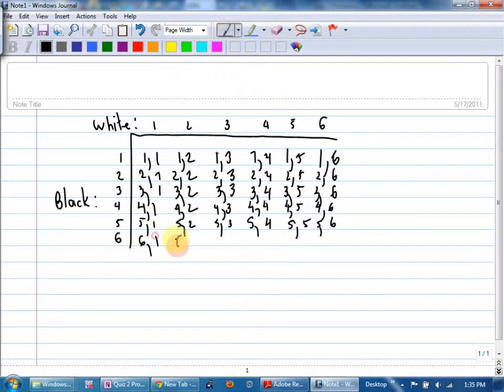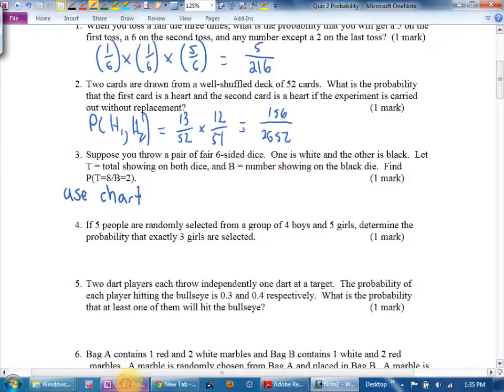6-1, 6-2, 6-3, 6-4, 6-5, 6-6. Okay, there's my chart. This is going to be the probability of T equals 8, given that black equals 2, which is both T equals 8 and black equals 2 divided by black equals 2.